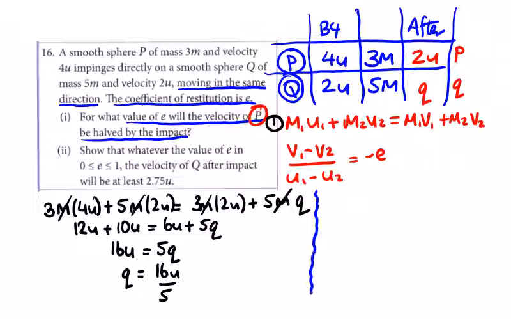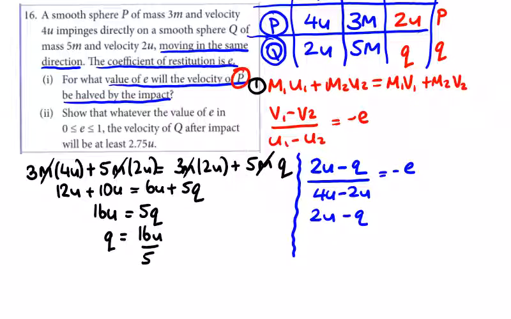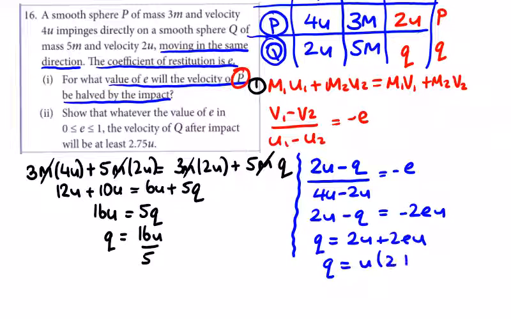Using our second equation, v1 minus v2 will be 2u minus q over 4u minus 2u. You could just write 2u if you want, equals minus e. We're going to get 2u minus q is equal to minus 2eu. So q going to the right will be positive. Bring in 2eu to the left, we'll make that positive. So q is equal to u times, we factor out u, 2 plus 2e.